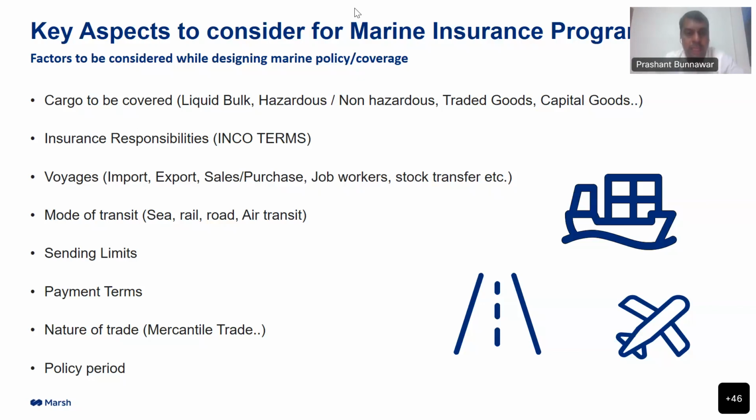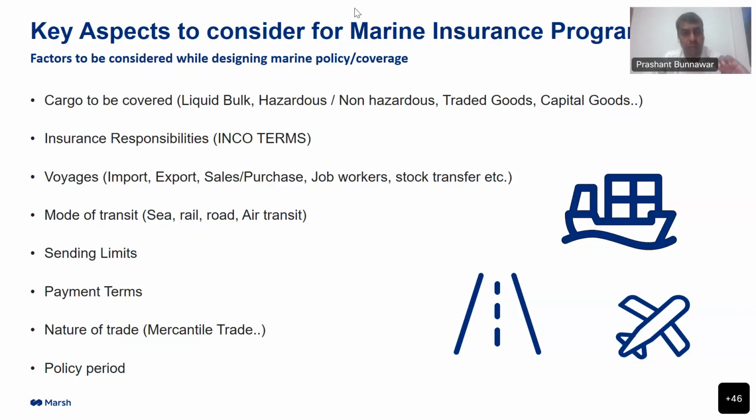So you need to see what your logistics are and whether your insurance adequately covers all these logistics or otherwise. Similarly, we can have sending limits. Even though you take the policy on your turnover basis or your declaration basis, it might happen that insurance companies try to cap your per sending limit. For example, they will say for per shipment, your limit is 25 lakhs only.